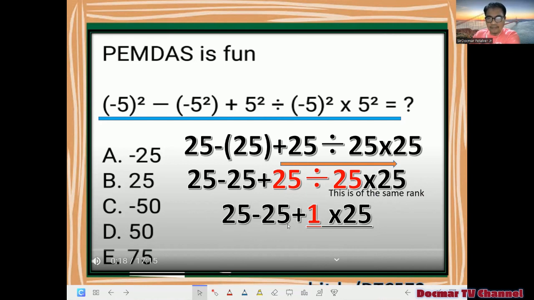So we have 25 minus 25 plus 25, because 1 times 25 is 25. Looking at this, 25 minus 25 is 0. Automatically, our answer is 25. That is letter B. So do you have any question?